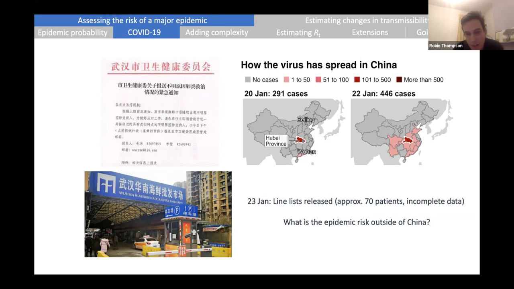So line lists were released for approximately 70 patients, I think. But it was very incomplete data. Those line lists were only complete for a very small number of those 70 patients. And so as I said, what I wanted to figure out is, what is the risk of getting epidemics of this new virus outside of China?